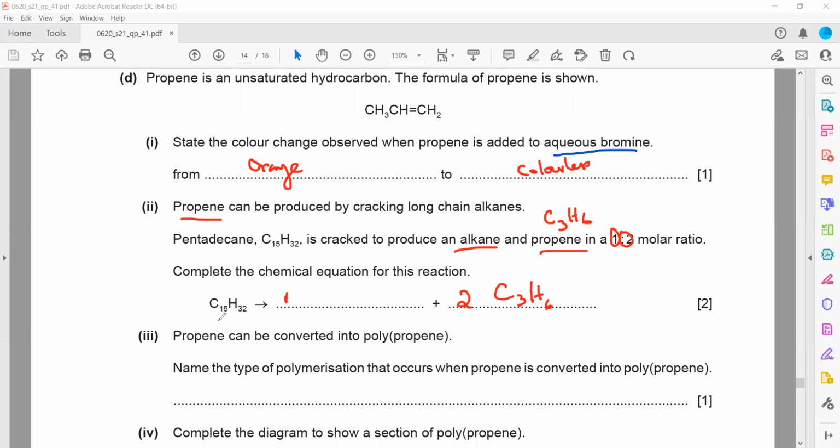So we just have to make the number of carbons the same. On the left hand side, we have 15. On the right hand side, 2 multiplied by 3, 6. So how many are we left with? Out of 15, 6 are used here, so we are left with 9. And hydrogen, 6 multiplied by 2, 12. So out of 32, if 12 are used here, the remaining will be 20. So C9H20 and the 2 molecules of propene will be there.